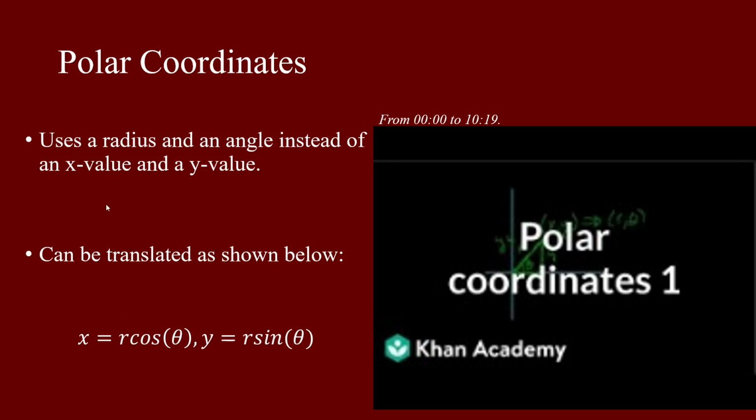So polar coordinates is this idea of taking the x and y grid system that you're used to working with and changing it into angles and a radius. So radius would be how far away it is. So let's go ahead and switch over to the whiteboard.